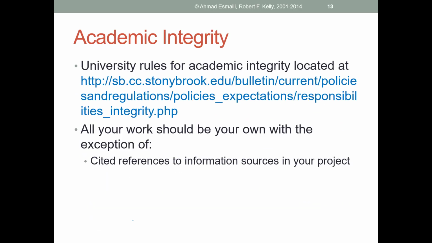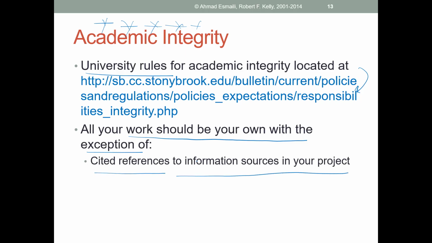Now guys, here is very, very important information, which is about academic integrity. So please make sure that you understand what is academic integrity, what academic integrity rules do we follow. So we follow the university rules, which you can find in the link over here. All your work should be your own, with the exception of citing reference to the information in your project. So let me explain this thing to you here. What do we mean by citing reference?